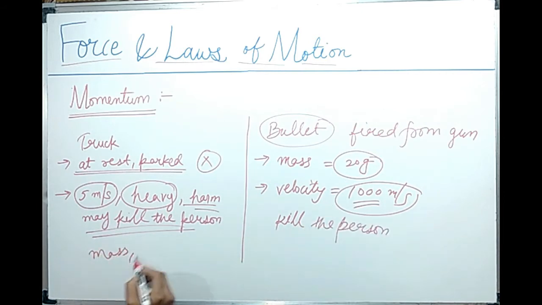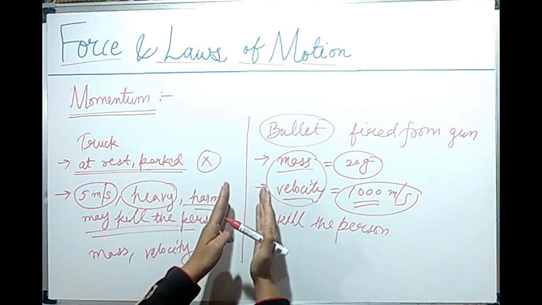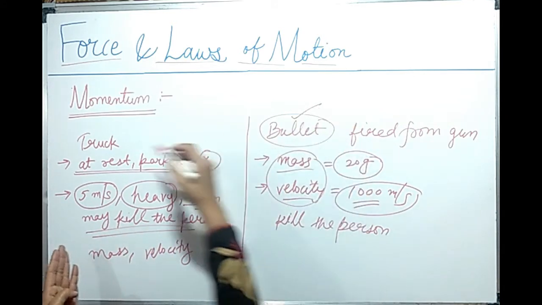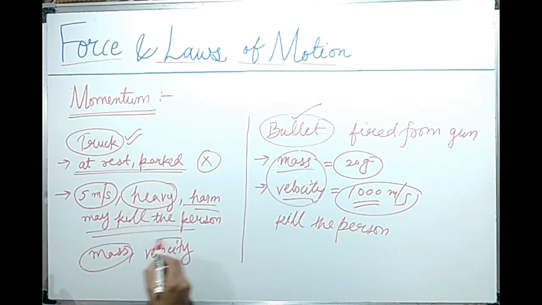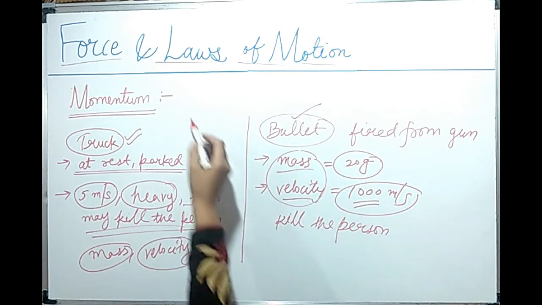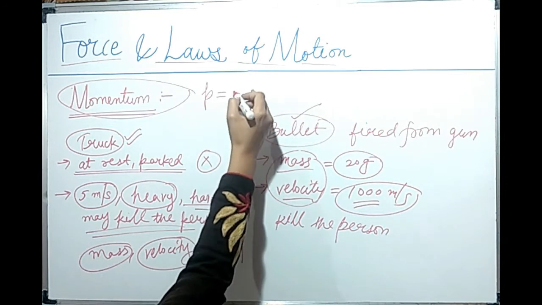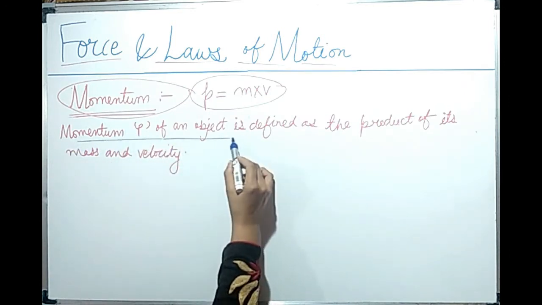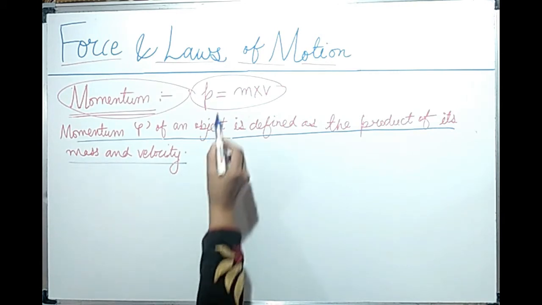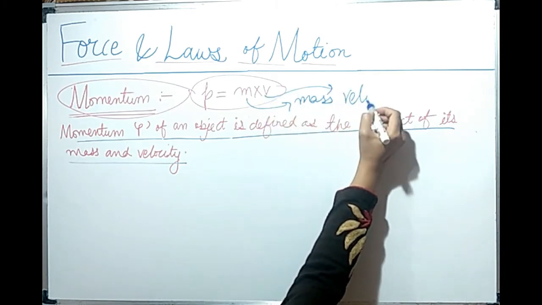Here we are considering two quantities, mass and velocity. So the impact produced by an object depends on its mass and velocity. Here we are talking about the bullet, here we are talking about the truck. The impact they are going to produce on an object depends on both their mass and velocity. And now the term momentum is introduced when we relate both mass and velocity. Momentum is represented by P and it is the product of mass and velocity. So momentum P of an object is defined as the product of its mass and velocity. P equal to mass into velocity, where m is mass and v is velocity.